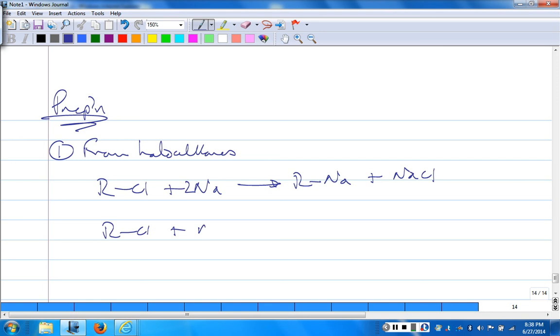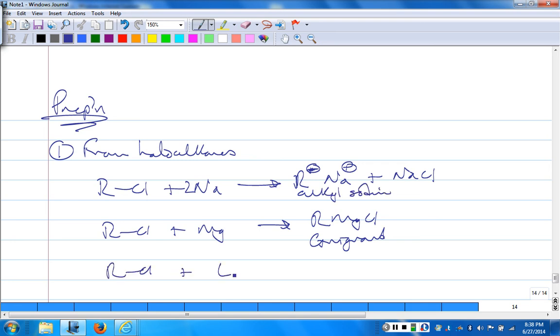RCl could react with magnesium, and that's going to give the Grignard, RMgCl. Oh shoot, this should not be a bond here. This should just be R minus Na plus. This is ionic. And so this is my Grignard reagent. This is called the alkyl sodium. And of course, if I had RCl and it reacts with lithium, I would make the alkyl lithium. And that bond is covalent. Right? That's the alkyl lithium.